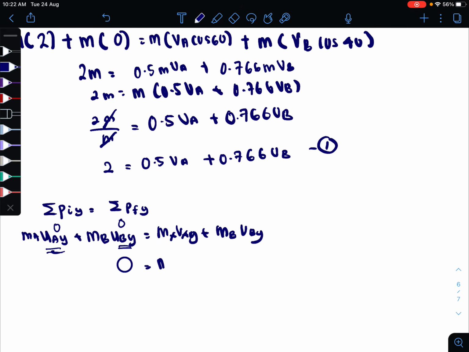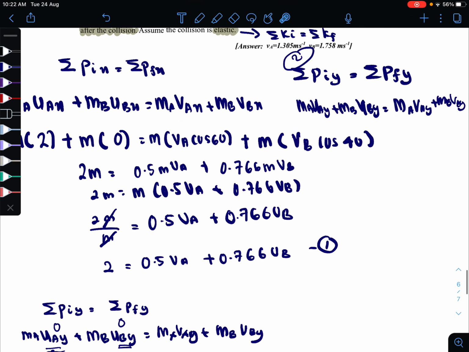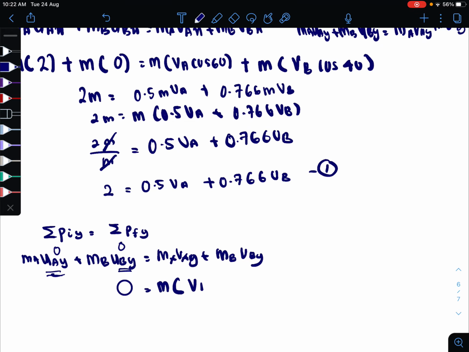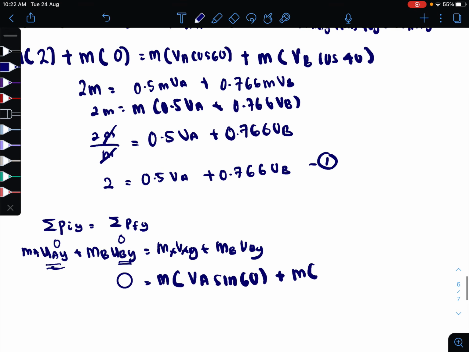And I'm going to substitute MA sebagai M. VA along Y. VA along Y dekat sini. So this is my VA. Along Y is going to go upwards. So dia akan jadi VA. Sebab tadi dah ambil cos, sekarang sin 60. So I will end up with VA sin 60. Then I'm going to plus with MB adalah M. VB Y. VB turun ke bawah. So VB along Y akan turun ke bawah juga. So which is a negative ya. Negative VB. Kali ini dia akan ambil sin 40. Alright. So what I'm going to have here is sin 60.